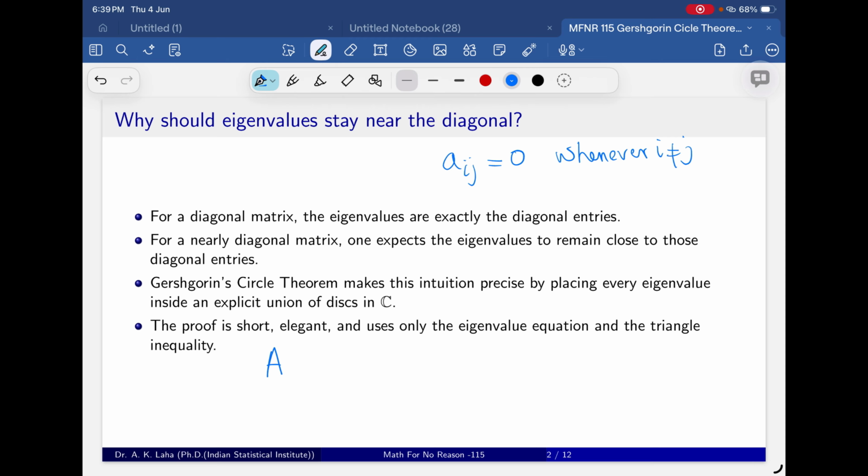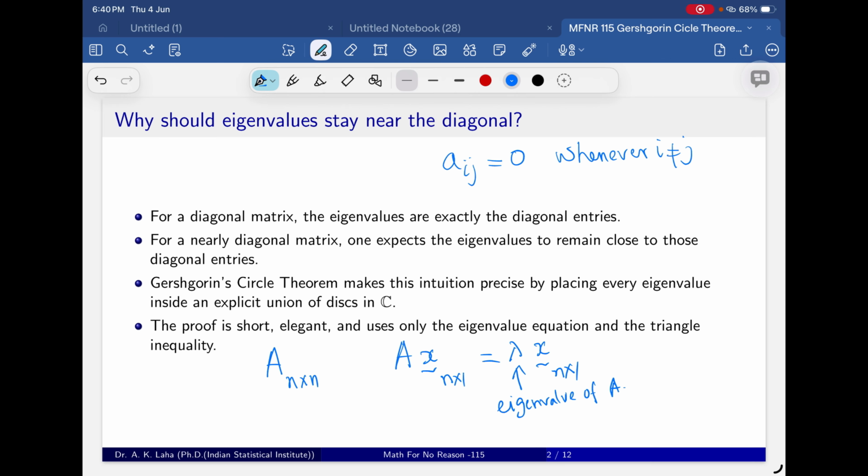Now if A is an n cross n matrix, and suppose it satisfies the condition that Ax, where x is a vector, n cross 1 vector, is equal to lambda times x, where lambda is a real or complex number, then we say that this number lambda is an eigenvalue of the matrix A. Now for a diagonal matrix, the eigenvalues are exactly the diagonal entries.